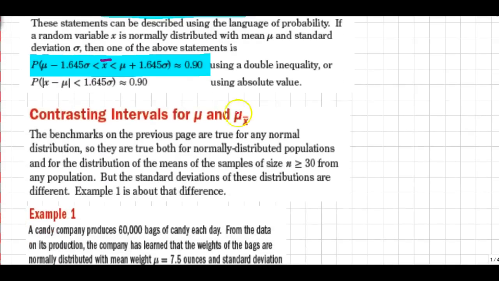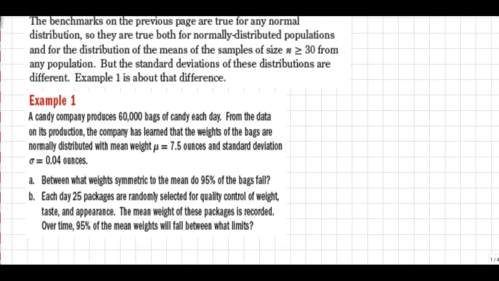Keep in mind that when you're working with samples, as I stated earlier, the calculation here will include the standard deviation divided by the square root of the sample size. So let's go ahead and put it into practice now with an actual question. A candy company produces 60,000 bags of candy each day. From the data on its production, the company has learned that the weights of the bags are normally distributed.